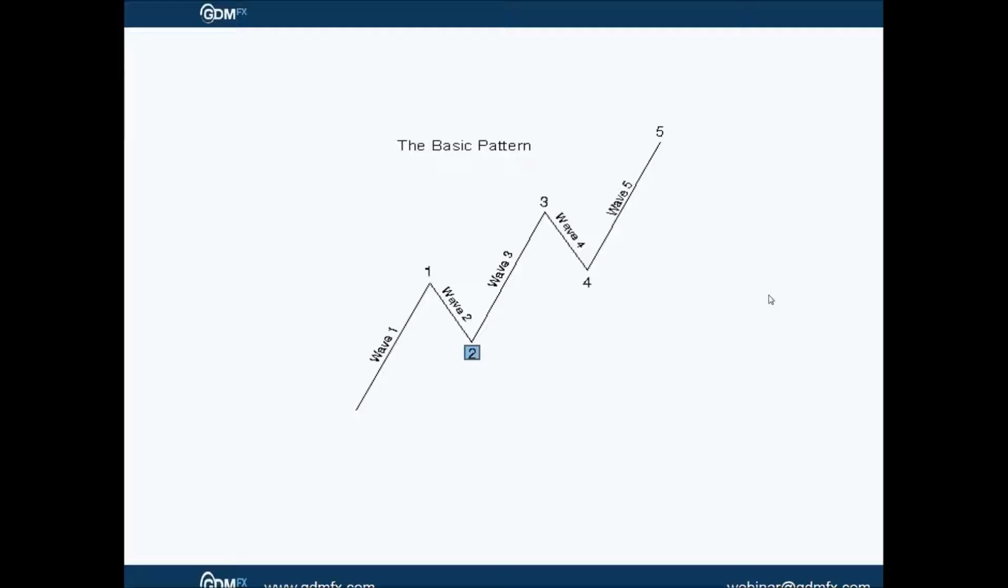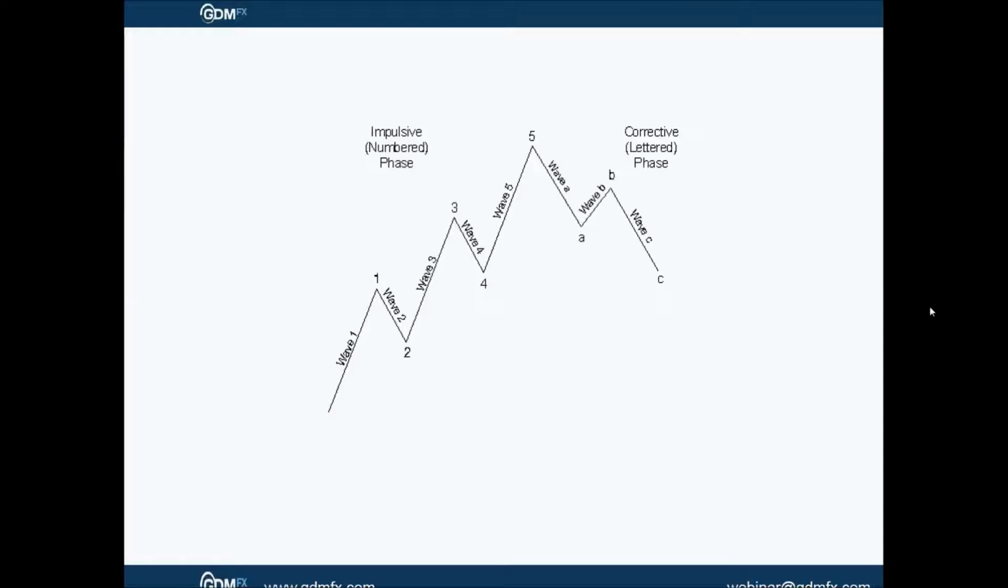So let's take a look at the complete cycle on the next picture that you see here. A 5-wave impulse is followed by a 3-wave correction to form a complete cycle of 8 waves. The concept of 5 up followed by 3 waves down is what you can see over here.